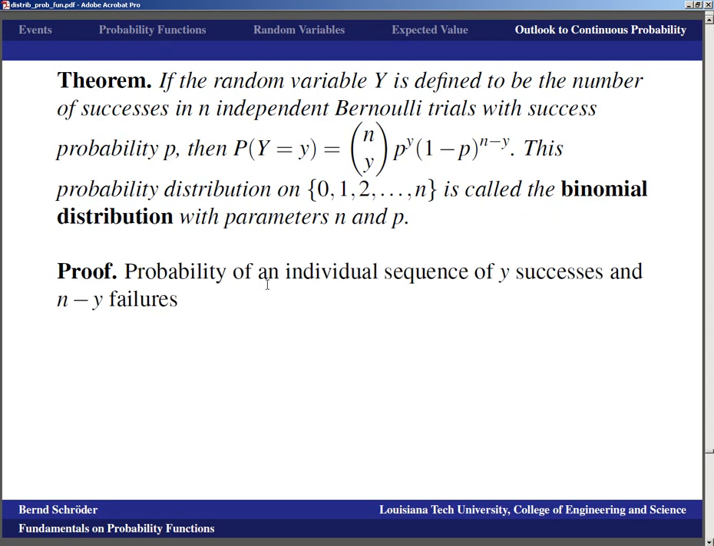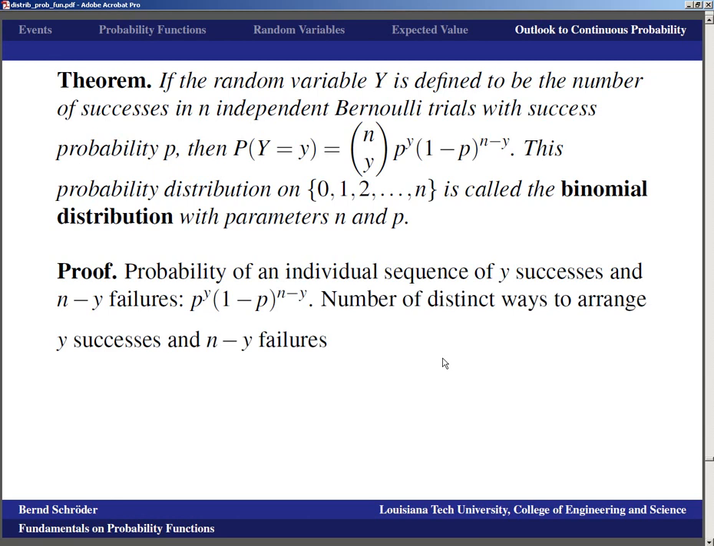Proof. Well, the probability of an individual sequence of y successes and n minus y failures is p to the y times 1 minus p to the n minus y, because if you're looking at any sequence of zeros and ones, the probability of every one is p, the probability of every zero is 1 minus p, and so the probability of the whole sequence is a product of p's and 1 minus p's. If you've got y successes, you will have y p's and n minus y 1 minus p's, and because these are repeated trials, those probabilities multiply with each other, right? The probability of having tails twice in coin flips is 1 half times 1 half equals 1 fourth, for example.